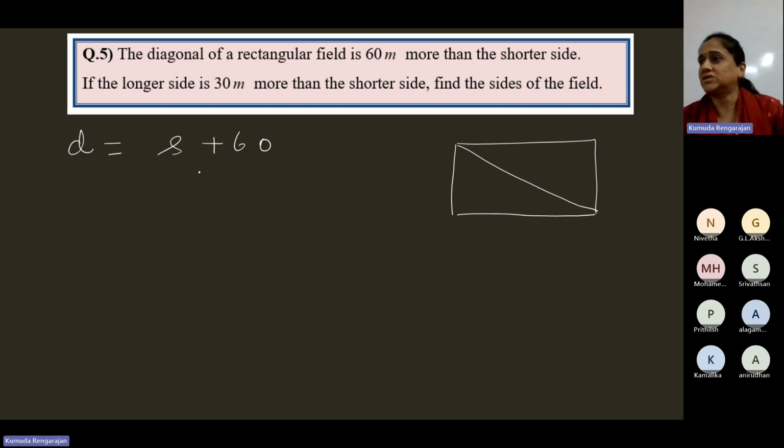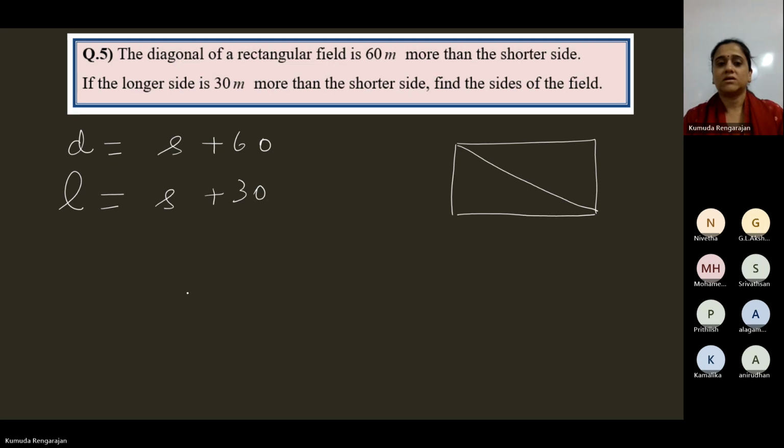So S plus 60. If the longer side is 30 meters more than, after "more than" what do you see? Shorter side. So that will come first. Find the sides of the field, that is, find the length and the breadth of the field. Understand this? Whenever possible, read the information and convert it to mathematical equations like this.